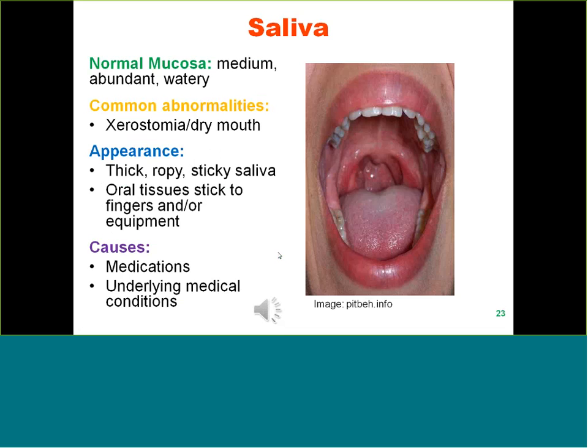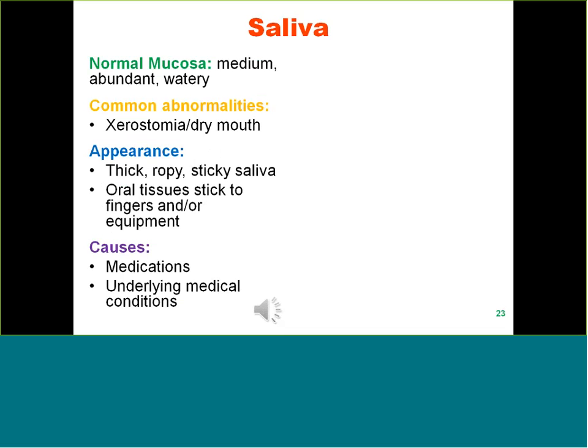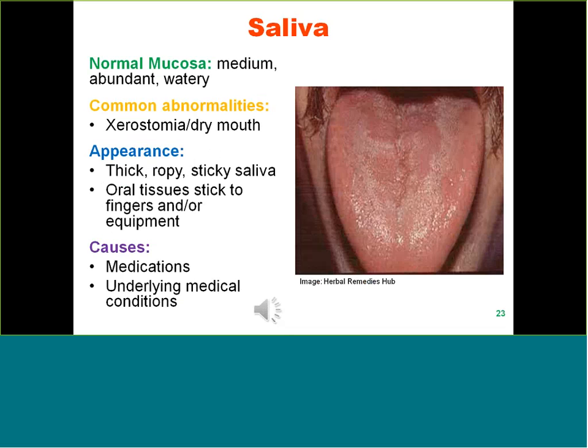Next, we're going to be talking about the mucosa and saliva. So normal amounts of saliva in the mouth will give the appearance of wet and pink tissues. Saliva normally has a watery consistency. Dry mouth occurs when there is reduced salivary flow. This is considered abnormal, as it is very uncommon. This occurs when a resident's immune system is compromised, or they are taking medication that can cause dry mouth as a side effect. Dry mouth may also be known as xerostomia.